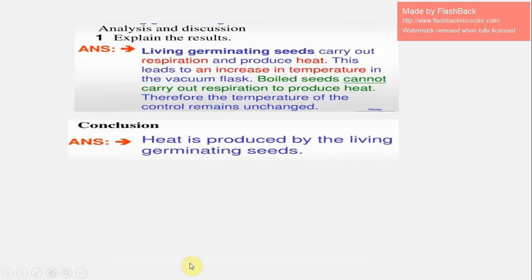So here, in conclusion, heat is produced by living germinating seeds. In flask A with the germinating seeds, the temperature increases, while in boiled seeds, because they are not living cells, they do not respire. So let's discuss it. Living germinating seeds carry out respiration to produce heat. This leads to an increase in temperature in the vacuum flask. Boiled seeds cannot carry out respiration to produce heat, therefore the temperature of the control remains unchanged.